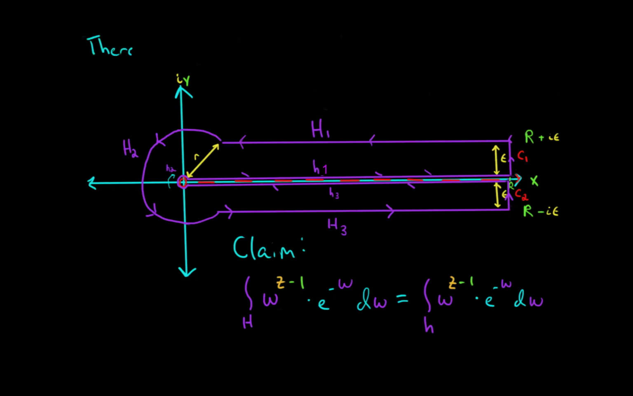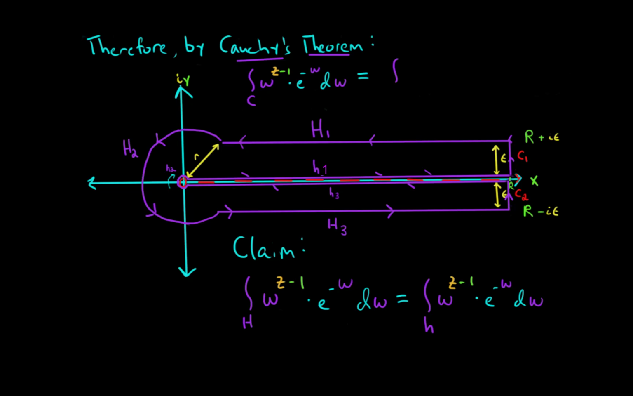And we can say, by Cauchy's theorem, that the contour integral along this closed contour C of the function w to the z minus 1 times e to the negative w dw, which equals the contour integral along C1 plus H1 plus H2 plus H3 plus C2, now importantly minus H3 because we're traveling along it in the negative direction, minus H2 minus H1 of the function w to the z minus 1 times e to the negative w dw, that closed contour integral equals 0.